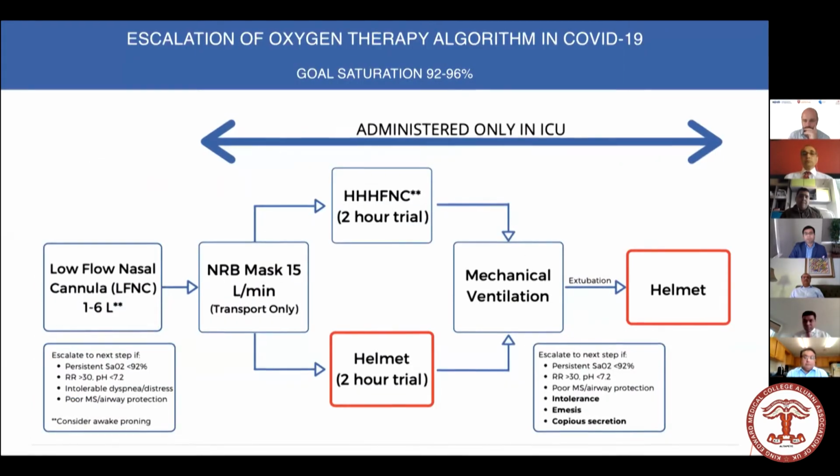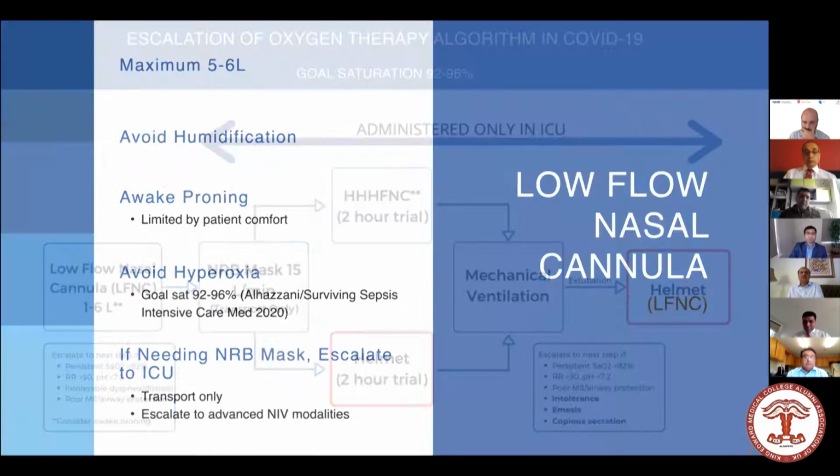This is Baylor St. Luke's escalation of oxygen protocol. We start with low flow oxygen. When it gets to about 6 liters, we think that the risk of aerosolization is very high. And then we switch to non-rebreather and then transfer to a step down or the ICU, where we use high flow nasal cannula, helmet ventilation, and we'll talk about that, or mechanical ventilation.